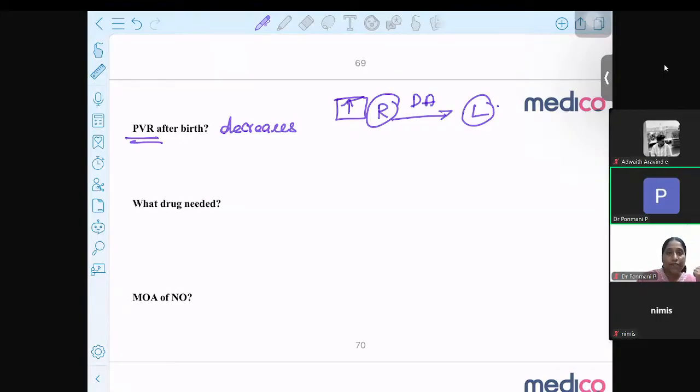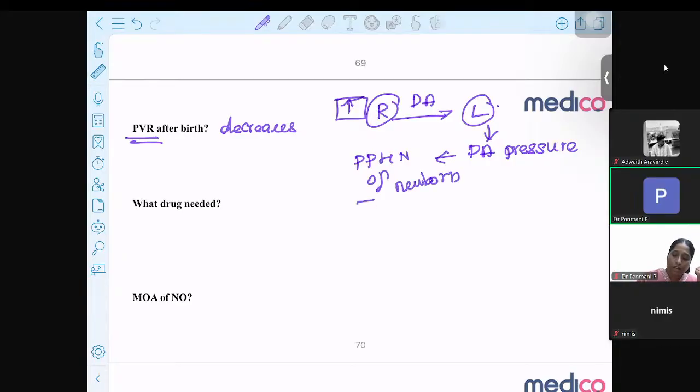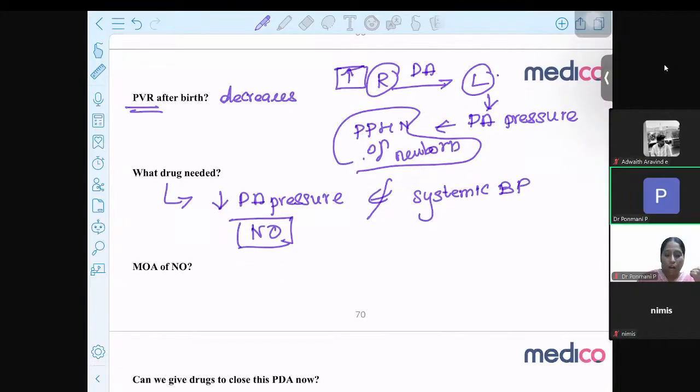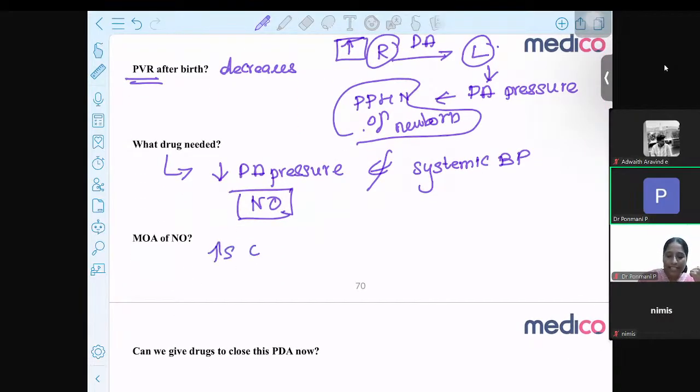And since there is right to left shunting, the pulmonary artery pressure is rising. So what is the condition here? It is persistent pulmonary hypertension of the newborn. So what do we need to do? We need to give a drug which decreases the pulmonary artery pressure alone, without significantly affecting the systemic blood pressure. And what drug is that? It is NO. Nitric oxide can be given. How does nitric oxide work? It increases cyclic GMP and causes vasodilation.